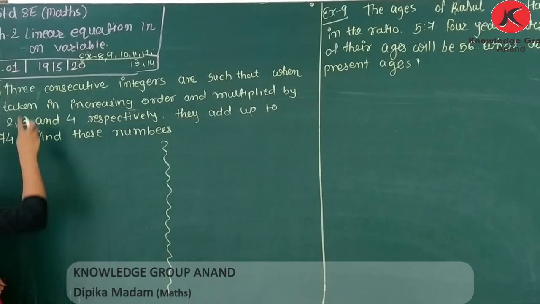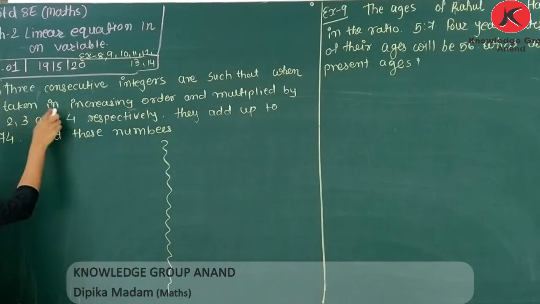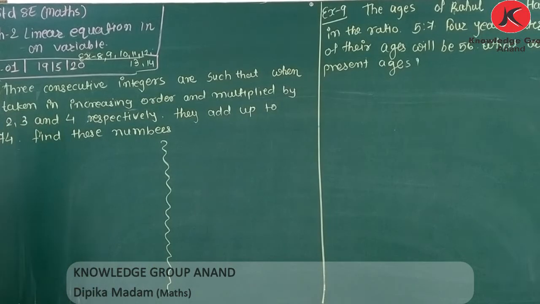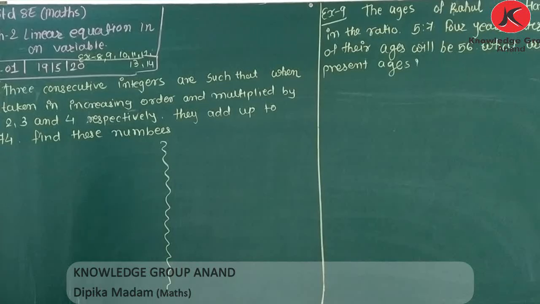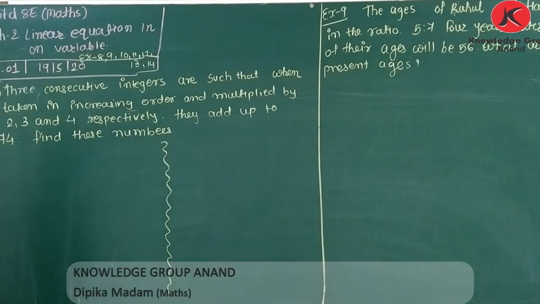Example 8 is that three consecutive integers are such that when taken in an increasing order. Now what is consecutive? Consecutive number means the number that comes after. For example, if one number is 51, then its consecutive three numbers are 51, 52 and 53.